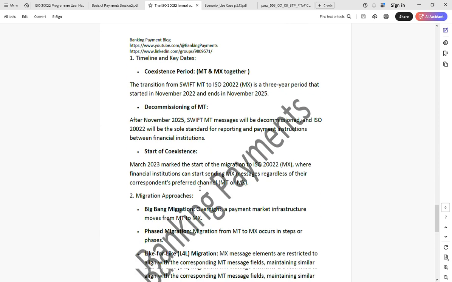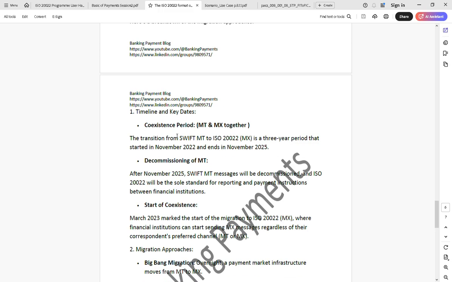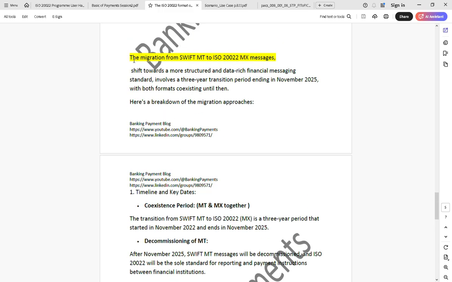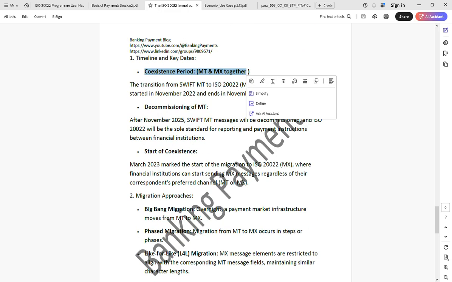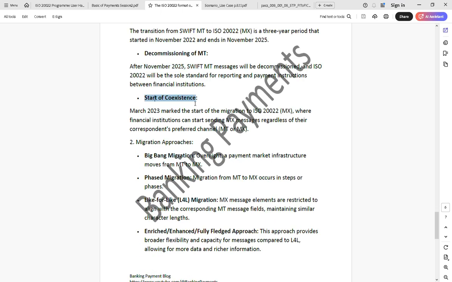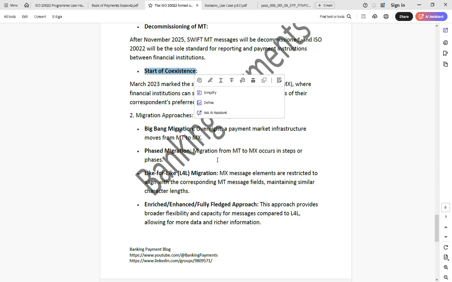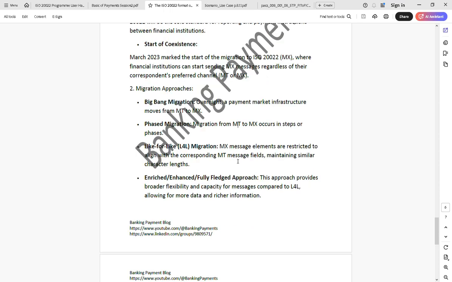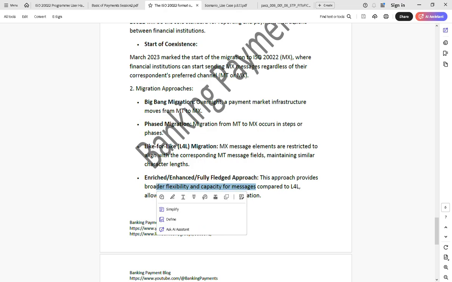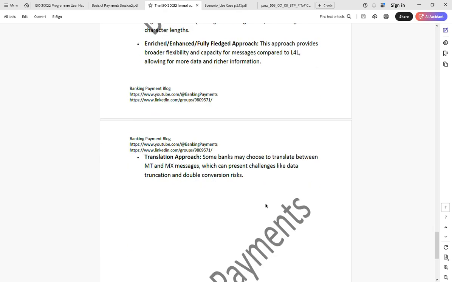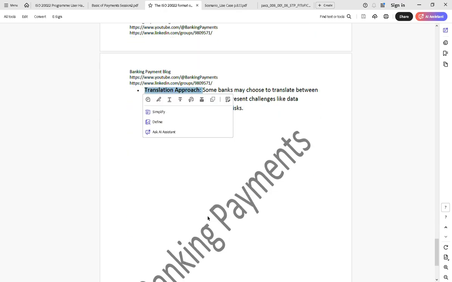Then we'll see the coexistence timeline of the ISO migration: the coexistence period between MT and MX, and the decommission of MT, which is current year November 25, the start of coexistence. Then what are the different approaches used for converting MT to MX: big bang migration, phased migration, like-to-like operation, enrich, full-fledged approach. These are the migration types and translation approaches. Those are the basics.